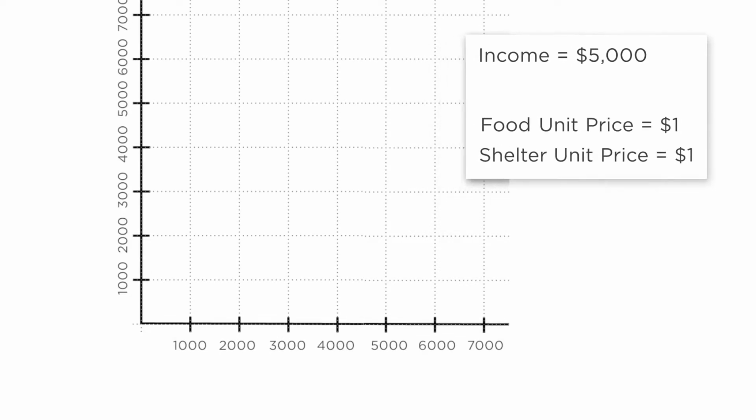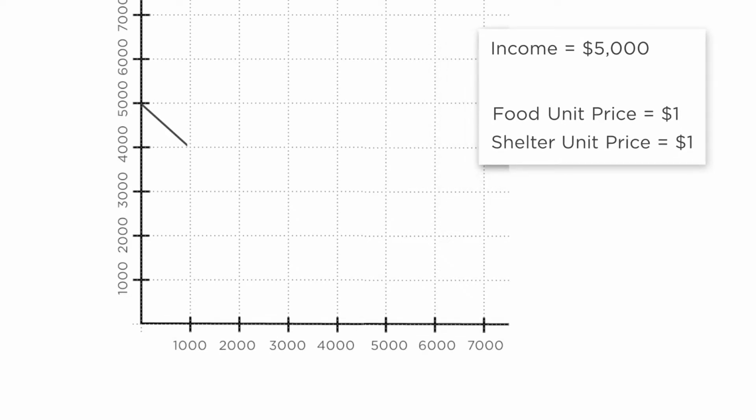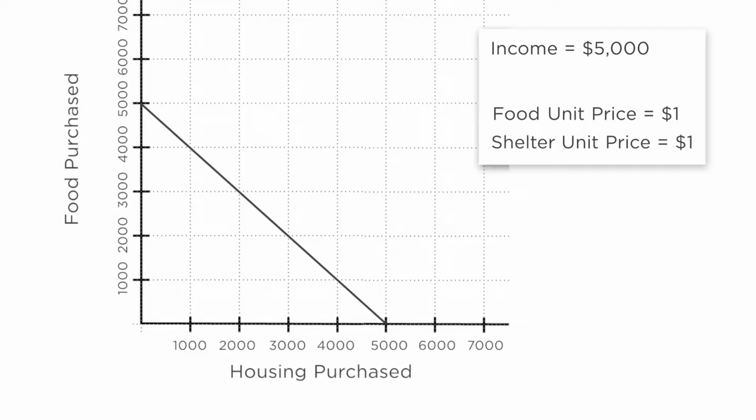The budget constraint in this case is a straight line that shows all the combinations of food and shelter spending that the individual can afford. In this graph, the x-axis shows the amount of housing purchased, and the y-axis shows the amount of food purchased. On the same graph, we can draw indifference curves, showing the utility trade-offs between food and housing for this person. Remember, higher indifference curves correspond to greater utility.